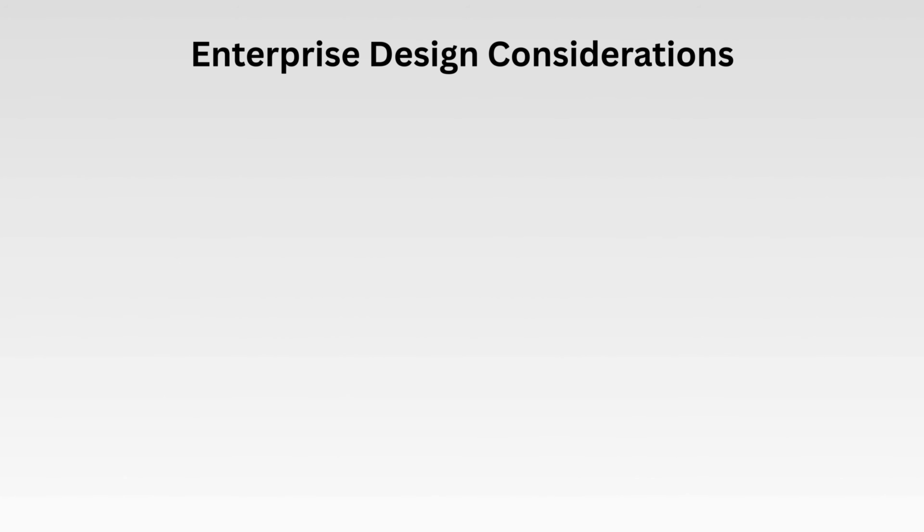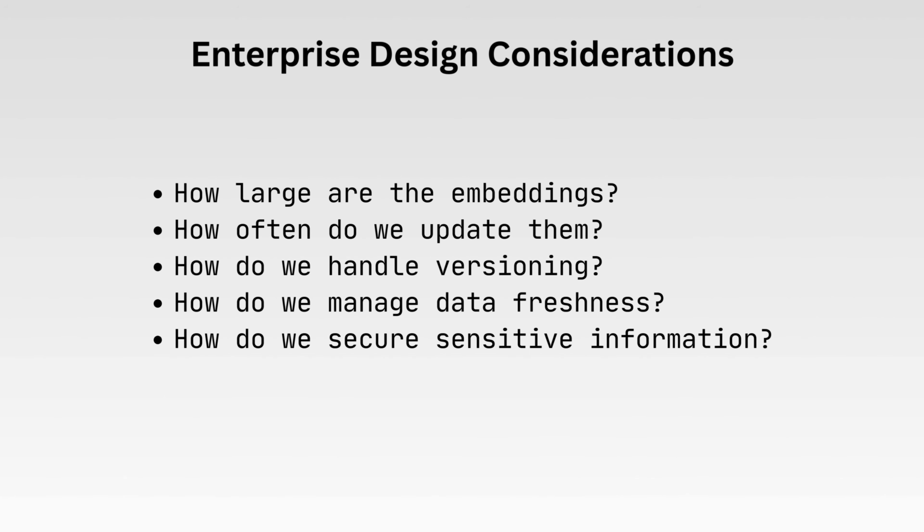In production systems, vector database design raises important architectural decisions. How large are the embeddings? How often do we update them? How do we handle versioning? How do we manage data freshness? How do we secure sensitive information? Vector search is powerful, but governance, monitoring, and indexing strategy matter.